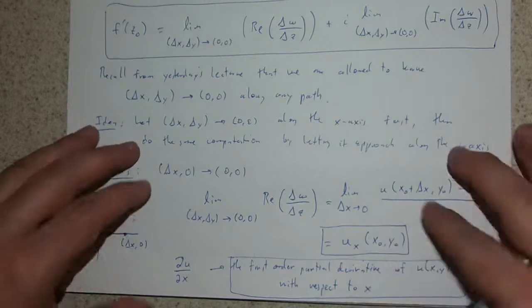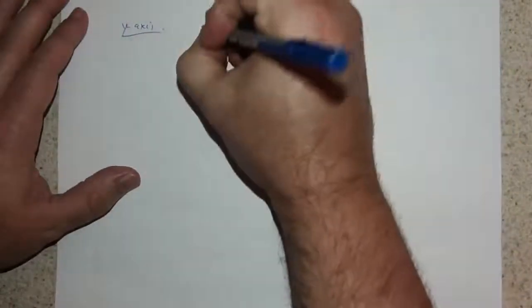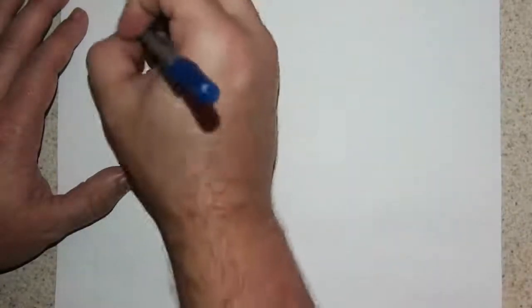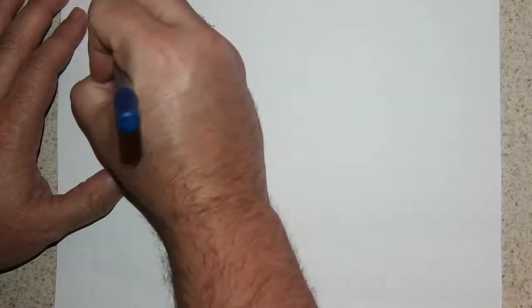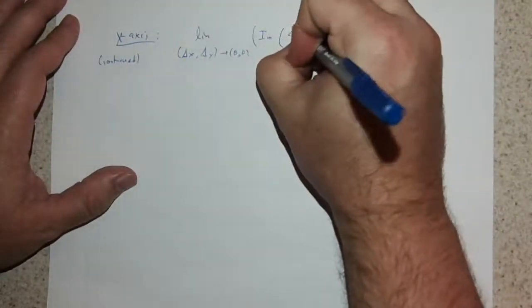Similarly, if we approach along the y-axis, what do we get? So along the y-axis, what do I get? Well, I have the limit as, actually, sorry, I'm not going to do the y-axis yet. I didn't take care of the imaginary part. So still along the x-axis, this is continued. The limit as (delta x, delta y) approaches (0, 0) of the imaginary part of delta w over delta z.